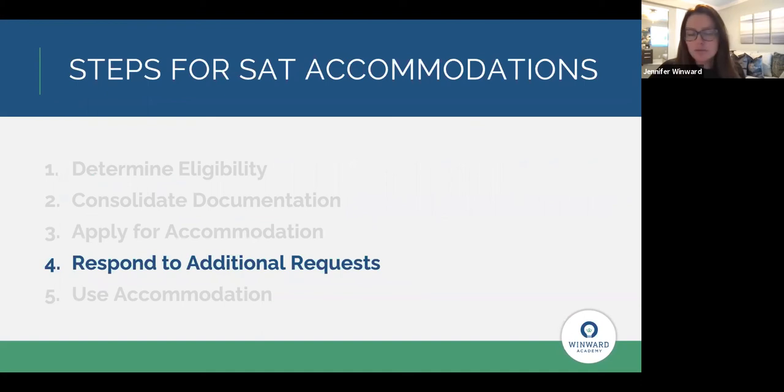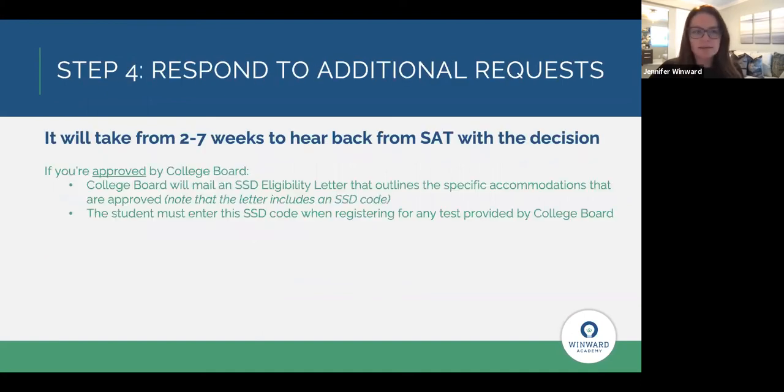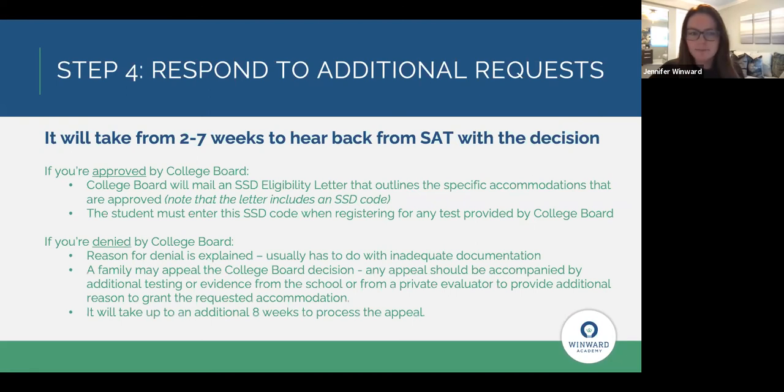What about if you need to respond to any additional requests? So again, if you're approved, you don't have to respond to additional requests, right? If you're approved, you're going to get something in the mail. It's going to have this SSD code. You have to enter that code when you register for a test. So the idea is I've applied, I've been approved, I have this special code. Now when I register, I'm going to put in that code, and then that way it's in the system that, hey, these are the accommodations that I receive.